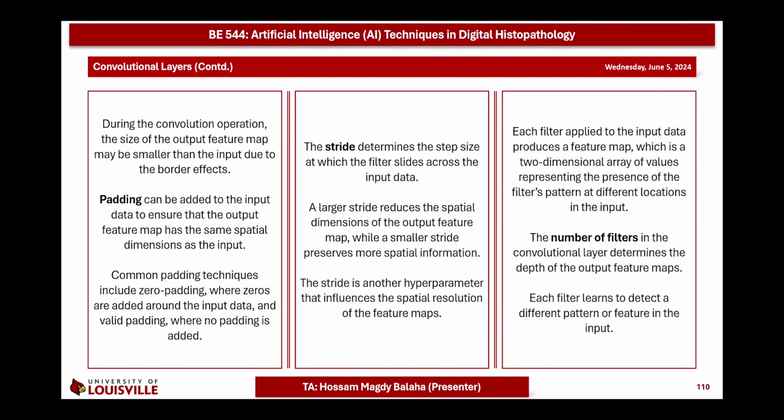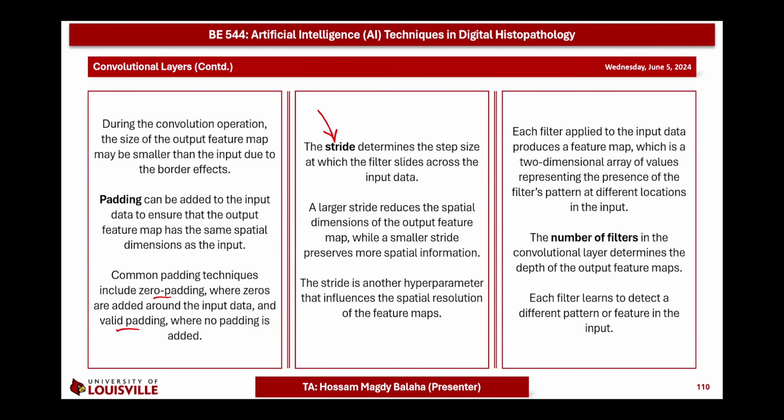There is a factor called a stride, and stride here determines the step size at which the filter slides across the input data. A large stride reduces the spatial dimensions of the output feature map, while a smaller stride preserves more spatial information. So you need to select a mid value between both of them that can enhance and increase the performance. So you can assume a stride is a hyperparameter that influences the spatial resolution of the feature maps.